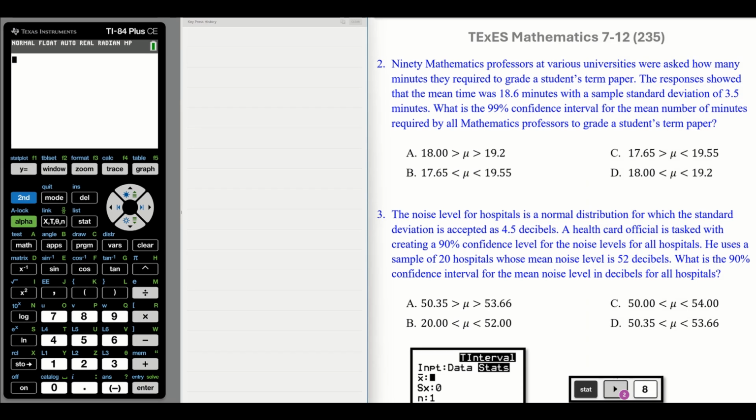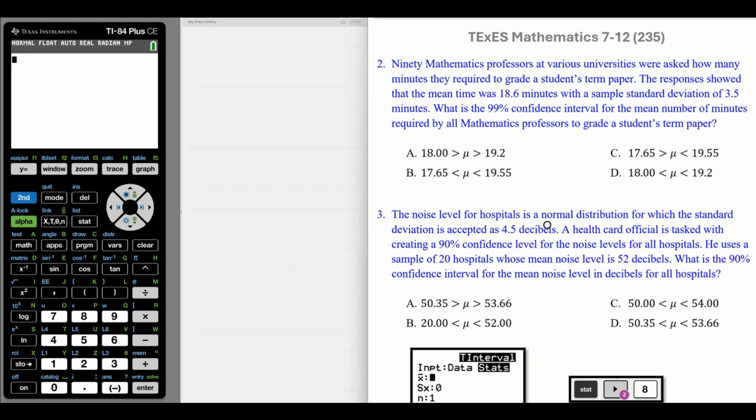Number two, 90 mathematics professors at various universities were asked how many minutes they required to grade a student's term paper. The responses showed that the mean time was 18.6 minutes with a sample standard deviation of 3.5 minutes. What is the 99% confidence level for the mean number of minutes required by all mathematics professors to grade a student's term paper?